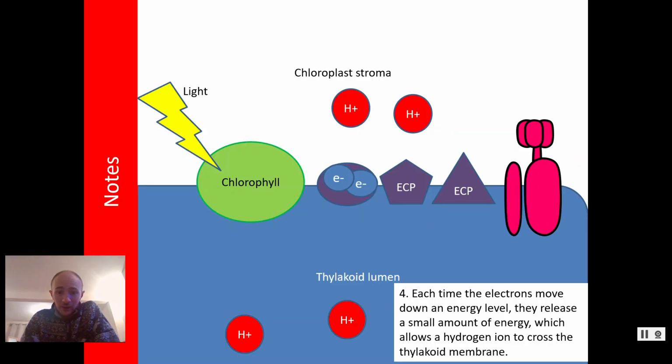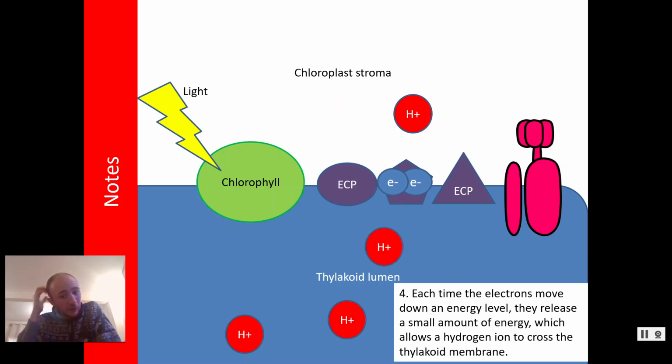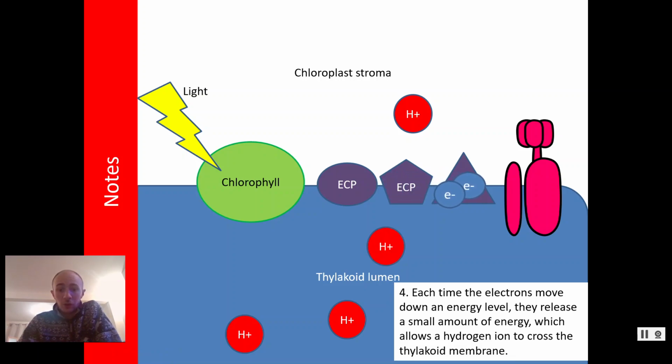So far, we have got the electrons moving down. Now when that happens, it allows a hydrogen ion to be pumped across from the stroma, which remember is the outside bit, the kind of background, the cytoplasm of the chloroplast, into the thylakoid lumen. So into those grana, into that circular thing, into the middle of it. Every time that these electrons move along, hydrogen ions get passed across.